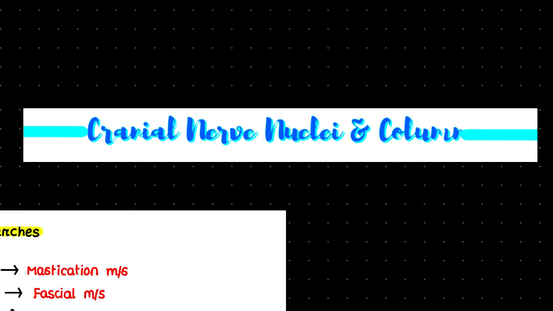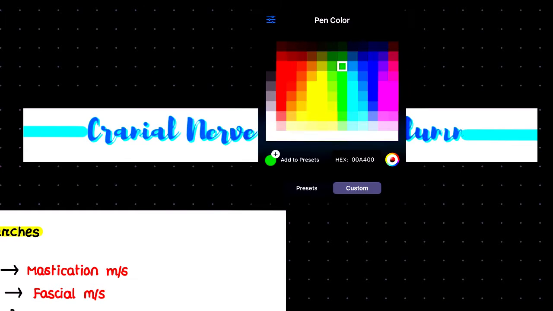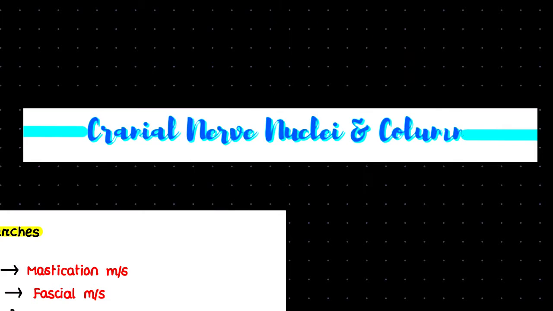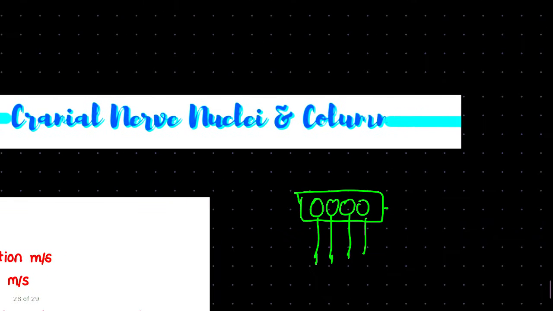And what are nuclei? Nuclei are the collection of cell bodies. For example, these are our cell bodies, and these are our axons. The collection of these cell bodies is called nuclei in the case of CNS. But in the case of PNS, it is called ganglion.